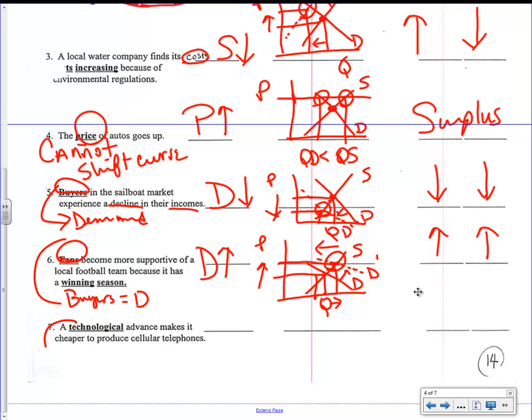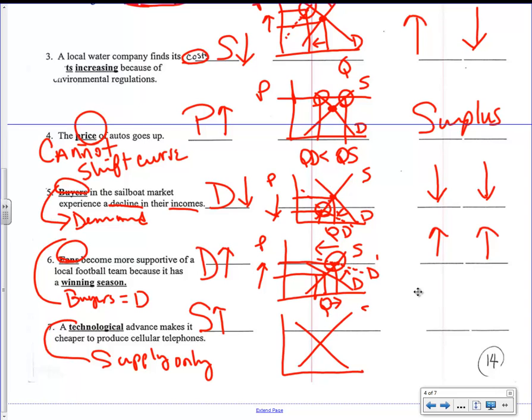Last one, technology is supply only. Technology makes it cheaper to produce. Supply is rising. Therefore, we draw it. Here's supply, here's demand, here's price, here's quantity. So now, here was our original equilibrium.